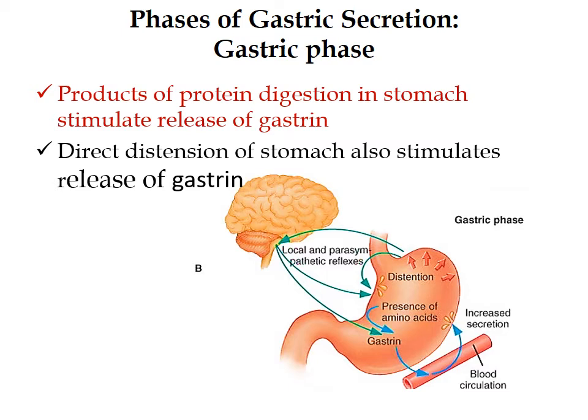Now my question is, when you do a vagotomy, when you cut the vagus nerve in an experimental animal, will this phase occur or not? Yes, it will occur, but to a lesser extent. When you cut the vagus nerve, this vagovagal reflex will not happen, but the protein digested products will still be there, and that will stimulate the gastrin, and gastrin can bring about gastric juice secretion, right? The amount of gastric juice produced might be lesser, but it will not stop, because it is partly neural and partly hormonal.